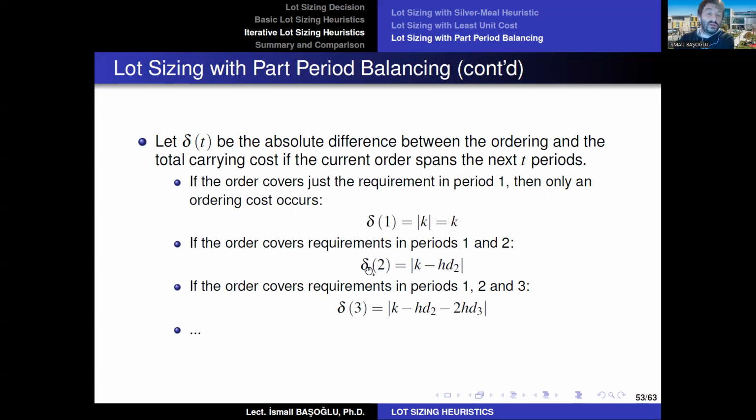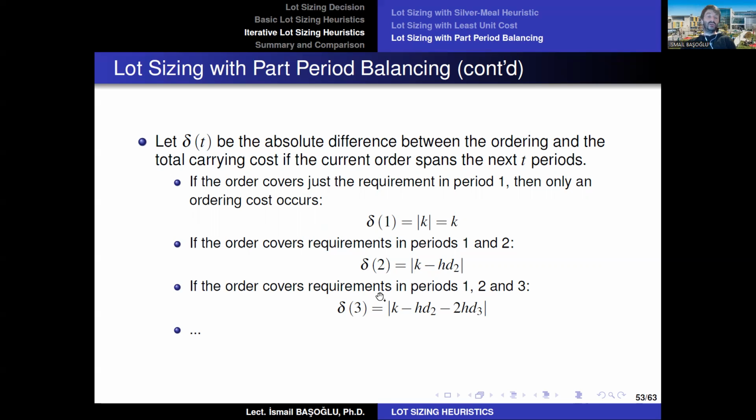If my order is to span the next two periods' demand, then I'm going to pay a fixed ordering cost. And along with that, I'm going to pay an inventory carrying cost for the demand of the second period. And in order to carry that to the next period, I need to pay h dollars per unit. So this is the ordering cost component. This is the carrying cost component. And the difference of these two is delta T, or delta 2, if my order is to span the demand of the next two periods.